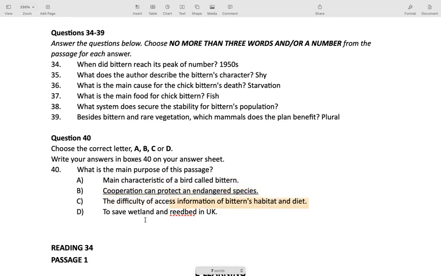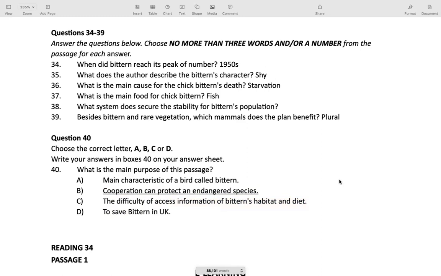Okay. To save wetland and reed bed in bittern. Are they trying to save wetland and reed bed or are they trying to save the bird? Save the birds. So this cannot be the right option because they're trying to save the bird. I think the B option makes sense. If here it said to save bittern, I would have marked which option? D. Is it clear?